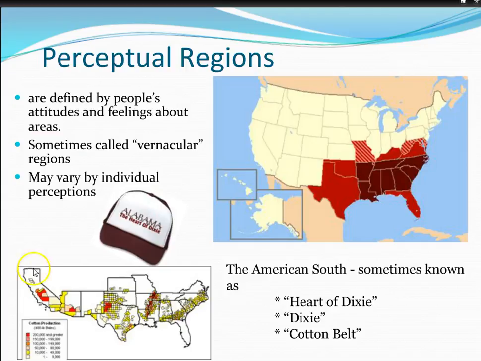Perceptual regions are defined by people's attitudes and feelings about areas. Sometimes perceptual regions are called vernacular regions, and they may vary by individual perceptions. So an example might be the American South. Usually you say that phrase and people might have a very specific perception that comes to mind.